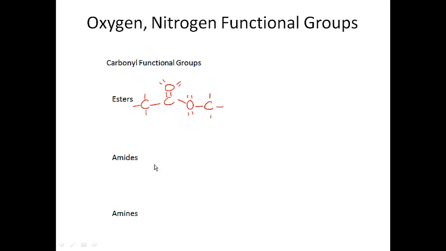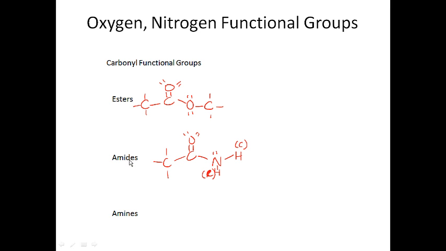Now, the last carbonyl functional group are amides. And for an amide, what you do is you take the carbonyl functional group and you attach on one side the carbon, and on the other side you attach a nitrogen group. This nitrogen group could be attached to 2 hydrogens. It could be attached to 1 carbon. Put a C group there. Or it could be attached to 2 carbon groups. So the nitrogen can either have 2 hydrogens, a hydrogen and a carbon, or 2 carbons. But the idea is the nitrogen-based group is attached to the carbonyl, and those make amides.